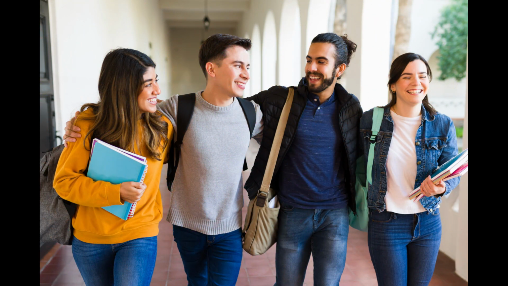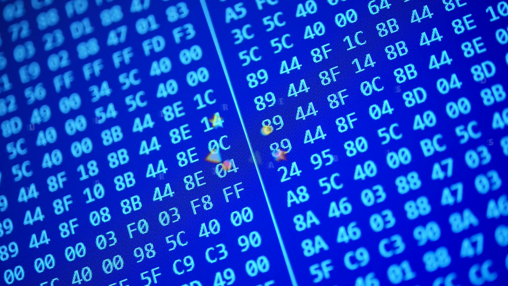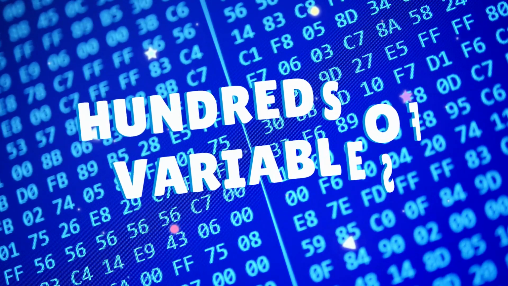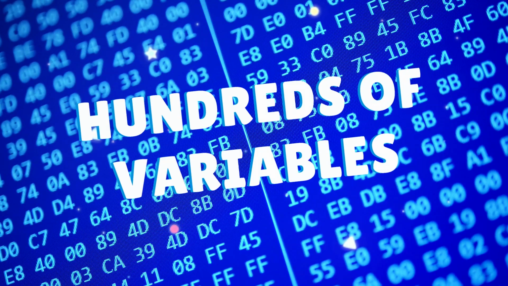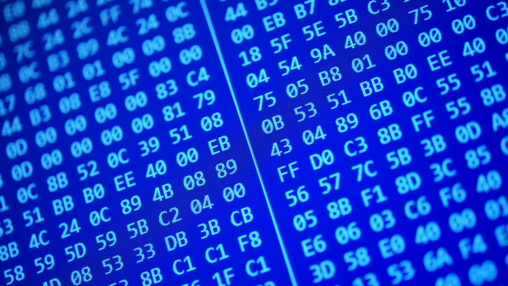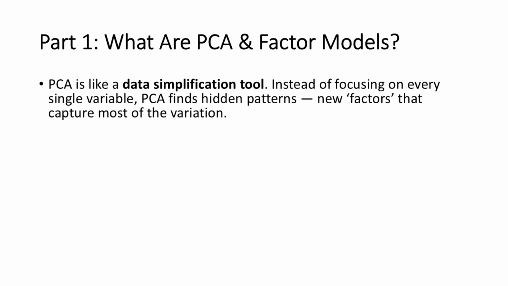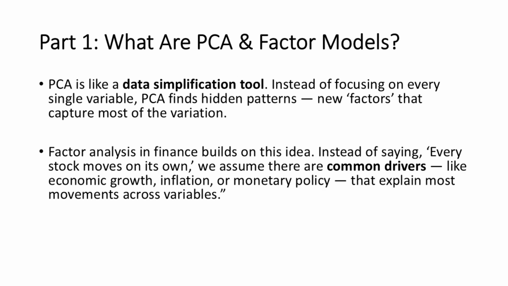Imagine you've got hundreds of economic and financial variables: stock returns, bond yields, GDP growth, inflation data, interest rates, etc. It's overwhelming. PCA is like a data simplification tool. Instead of focusing on every single variable, PCA finds hidden patterns that capture most of the variation. Factor analysis in finance builds on this idea. Instead of saying every stock moves on its own, we assume there are common drivers like economic growth, inflation, or monetary policy that explain most movements across variables.